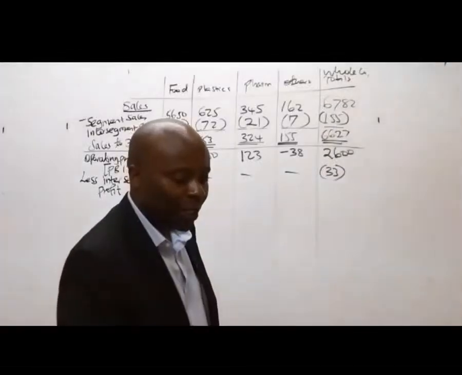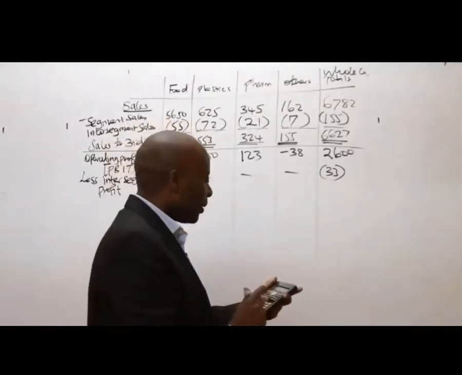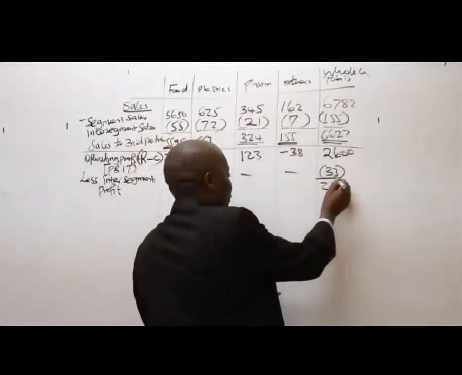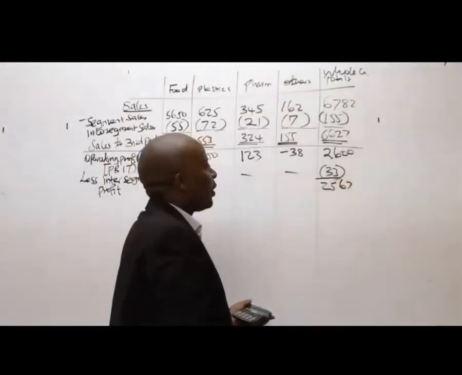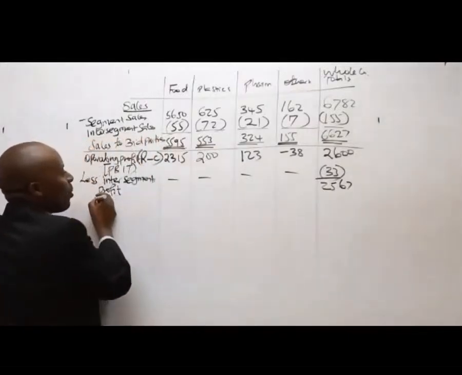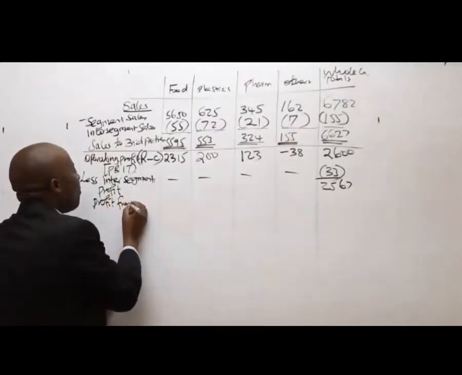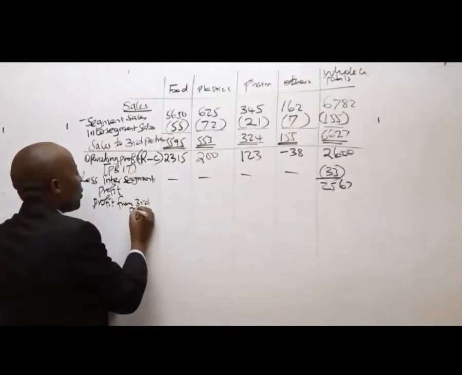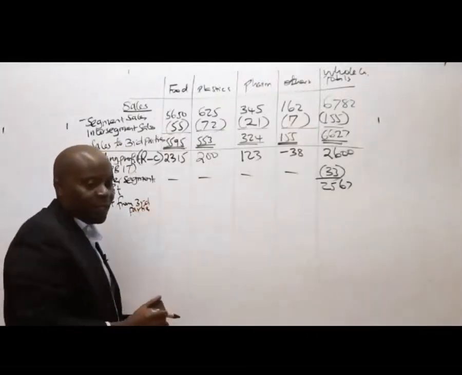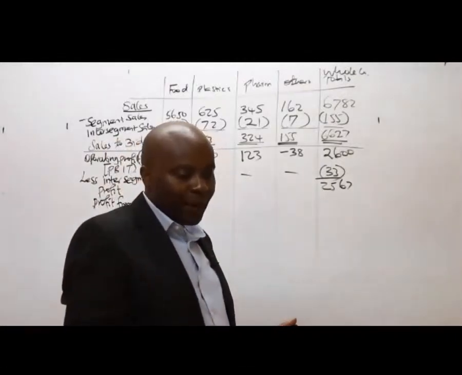So when we subtract, what shall we be getting? So we have 2600 minus 33. So then, gentlemen, this gives me 2567. Now this automatically is my profit to third parties. Profit from third parties.